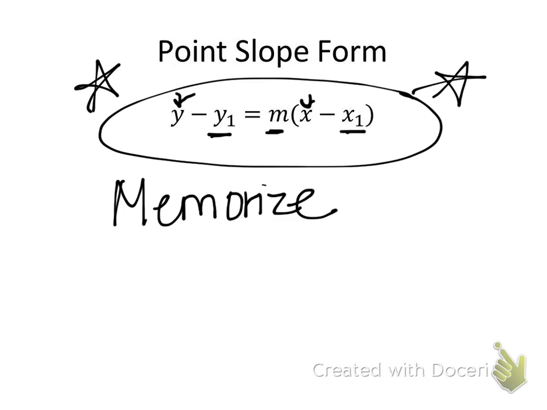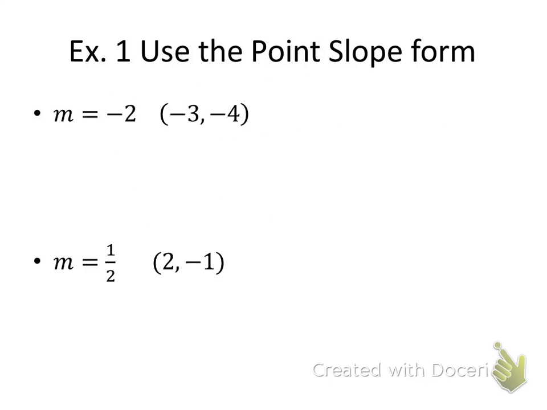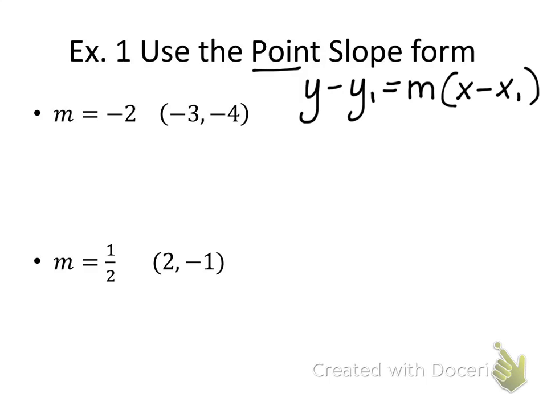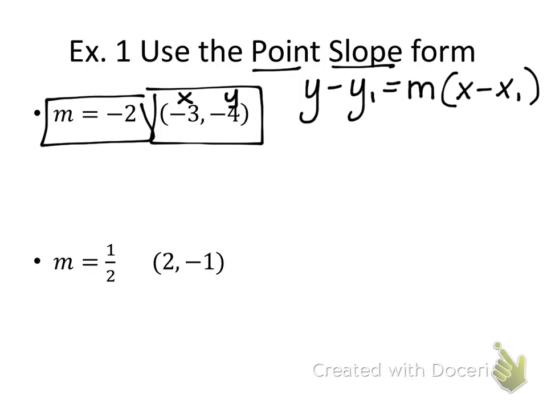So what we want to do here is use the point-slope formula to write an equation. So let's write the point-slope form. I'm going to have y minus y1 equals m times x minus x1. So I'm going to use this formula, and I see, okay, 2 things I need are a point and a slope. So let's see, they've given me a point, x and y, and they've given me a slope, m. So they've given me everything I need. All I need to do is plug it in.